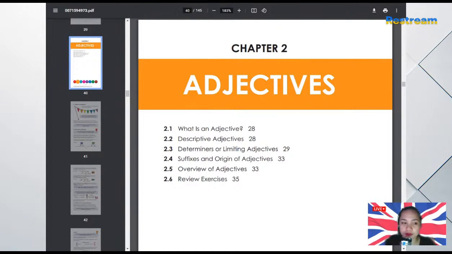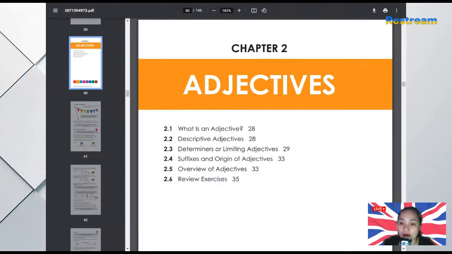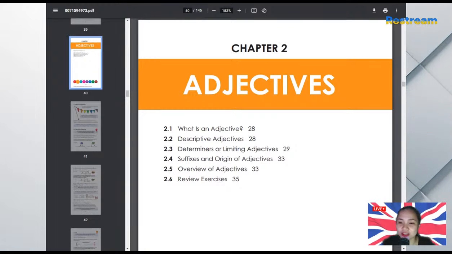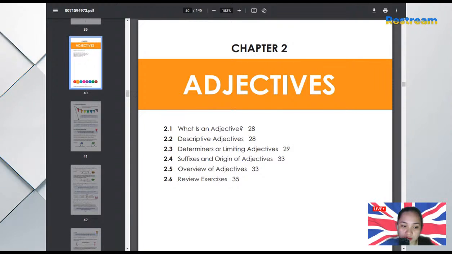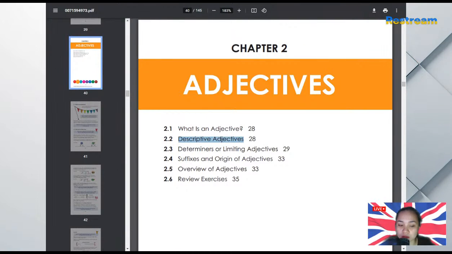So, we already started chapter 2 of the book of English grammar, and we are already in the second part of speech, which is called adjectives. We already started from the first two: what is an adjective? And we also continued with the descriptive adjective on page 28.